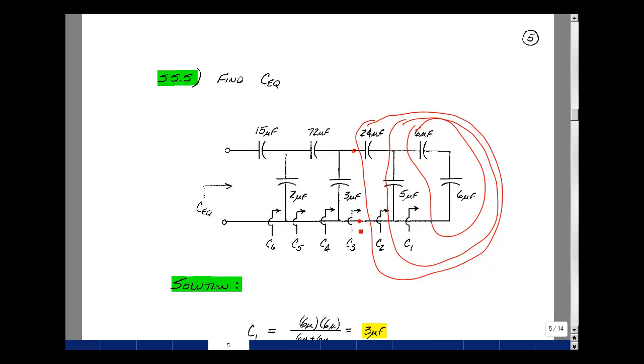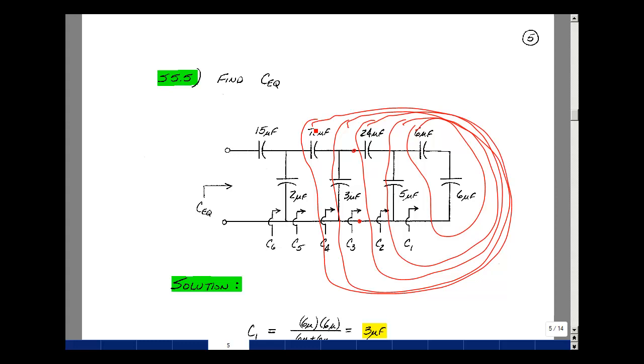Now that 6 microfarads is in parallel with 3 microfarads. Capacitors in parallel just add, so it's going to be 3 micro plus 6 micro is 9 microfarads. C4 is 9 microfarads. Now that's in series with 72 microfarads, so we'll take the product over the sum. 72 micro times 9 micro over 72 micro plus 9 micro. That turns out to be 8 microfarads. C5 is 8 microfarads, and that's the equivalent capacitance looking back into the circuit that way.